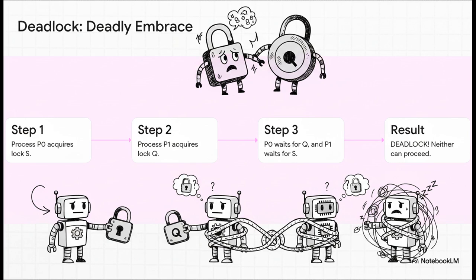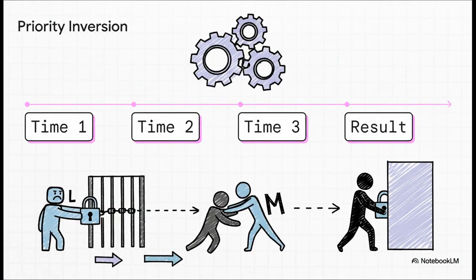Let's walk through the classic example. You've got process 0. It grabs lock S, and now it needs lock Q. Simple enough. But at the exact same time, process 1 grabs lock Q, and now it needs lock S. They're stuck. They are caught in a deadly embrace. P0 won't release S until it gets Q, and P1 won't release Q until it gets S. They will wait forever.